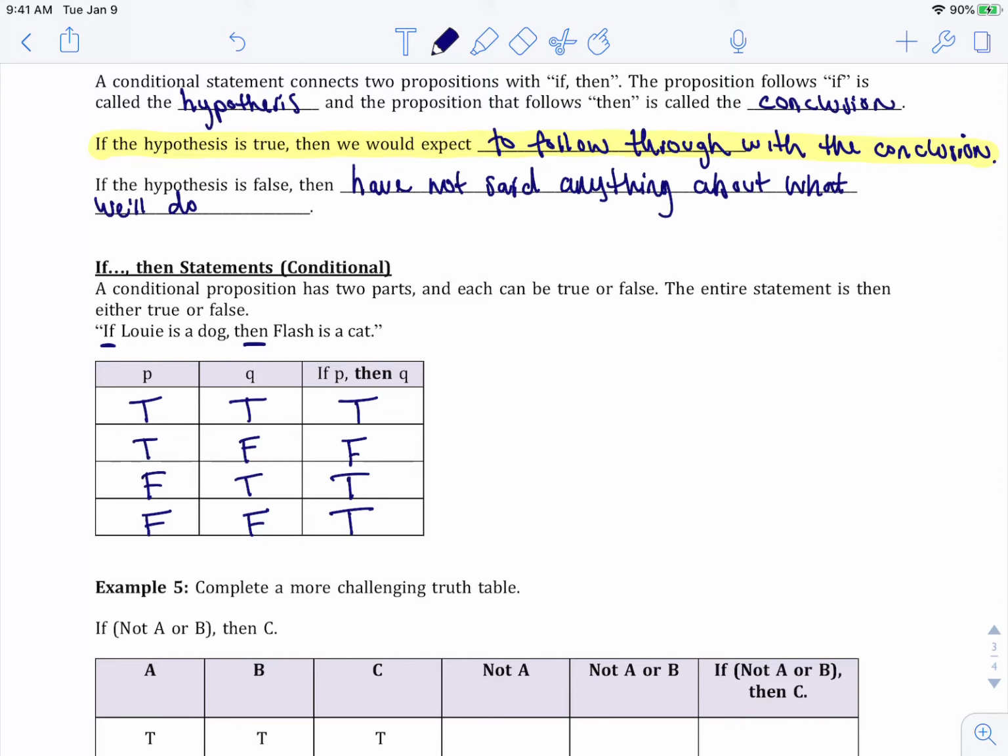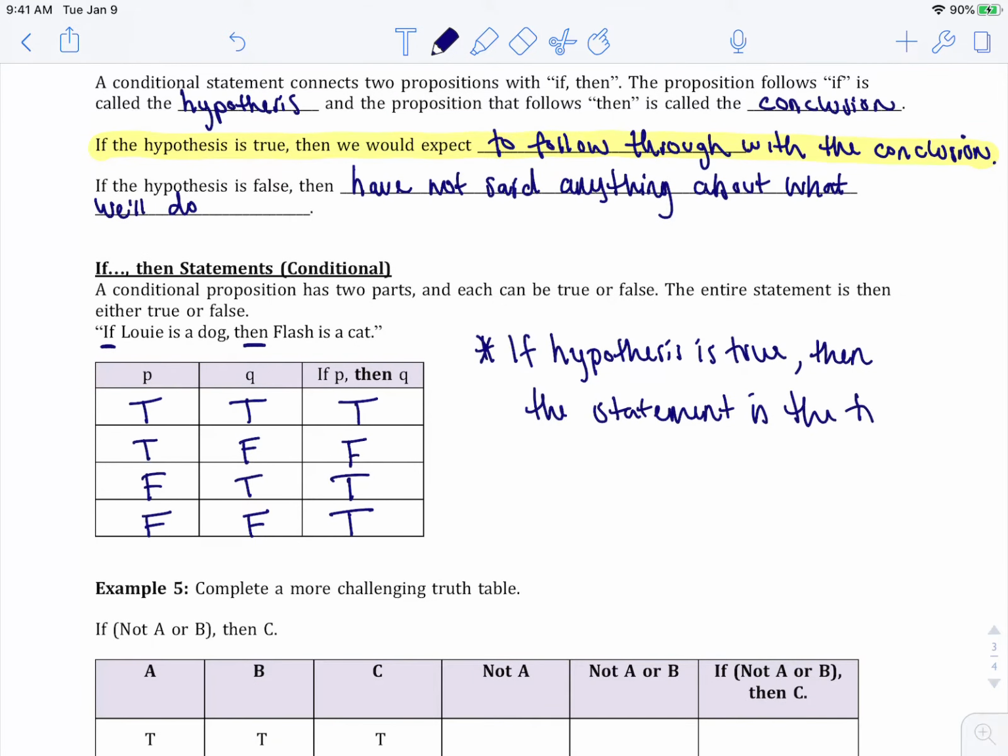So the key thing to take away from this is if the hypothesis is true, then the statement is the truth value of the conclusion. This can get very confusing, I know.